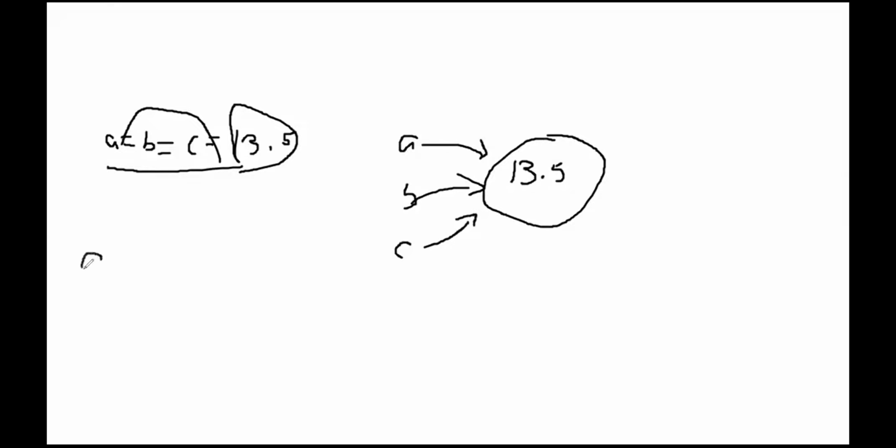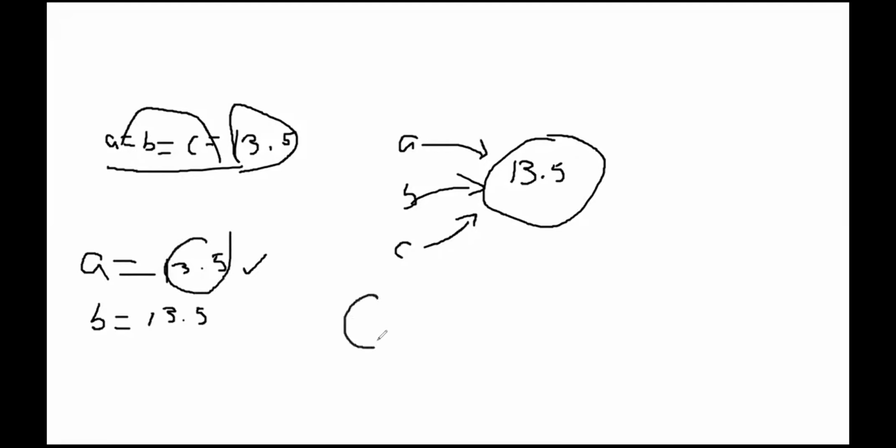Okay, suppose you write a is equal to 13.5, and b is equal to 13.5. Here you don't get the same memory location. Why? Because when it is running the first statement, it recognizes 13.5 is a floating point number. So for that, a floating object will be created, and that floating object 13.5 will be stored, and this a will be referred to this 13.5.